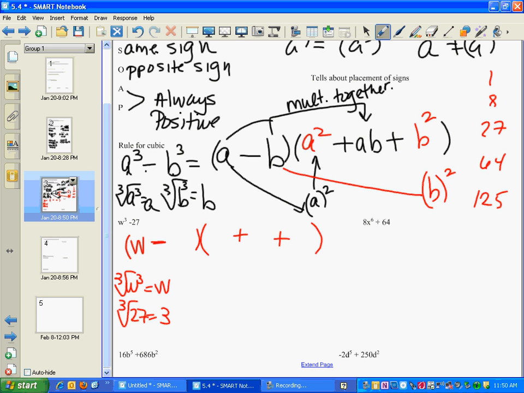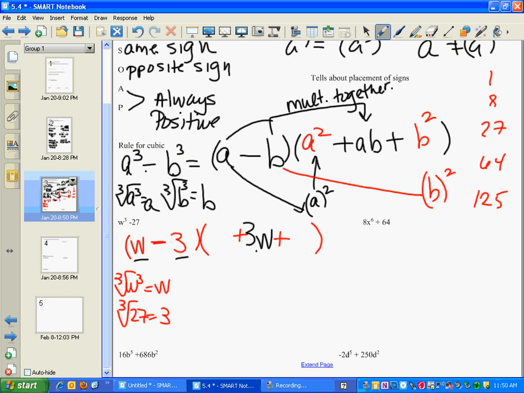Negatives don't matter. We've already placed our sign. So now we're just looking at the number. So ignore whether it's positive or negative anymore, okay? Okay, so the 3 goes here, correct? What's my middle term? 3w. It's the product of the w and the 3. We don't worry about the sign.